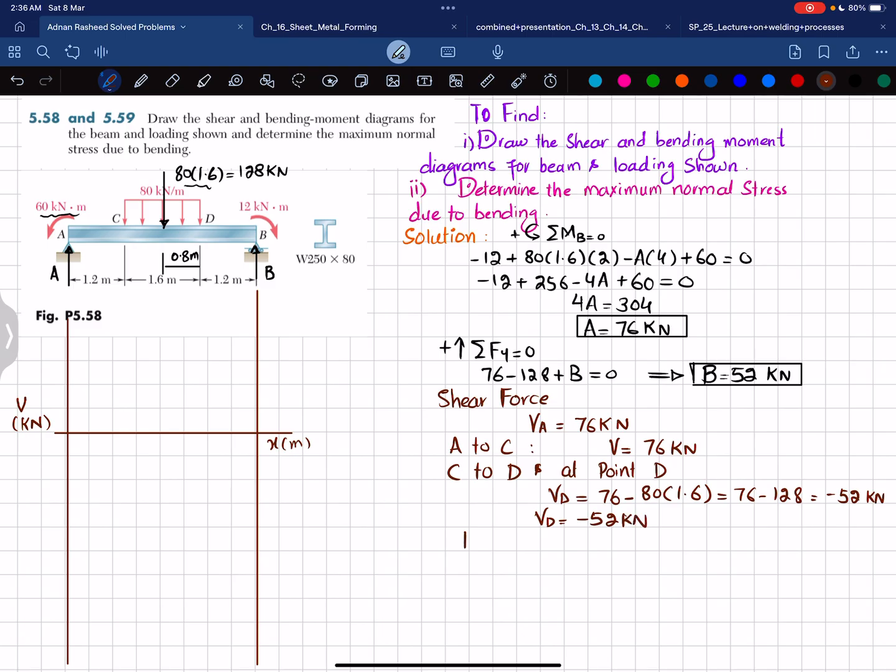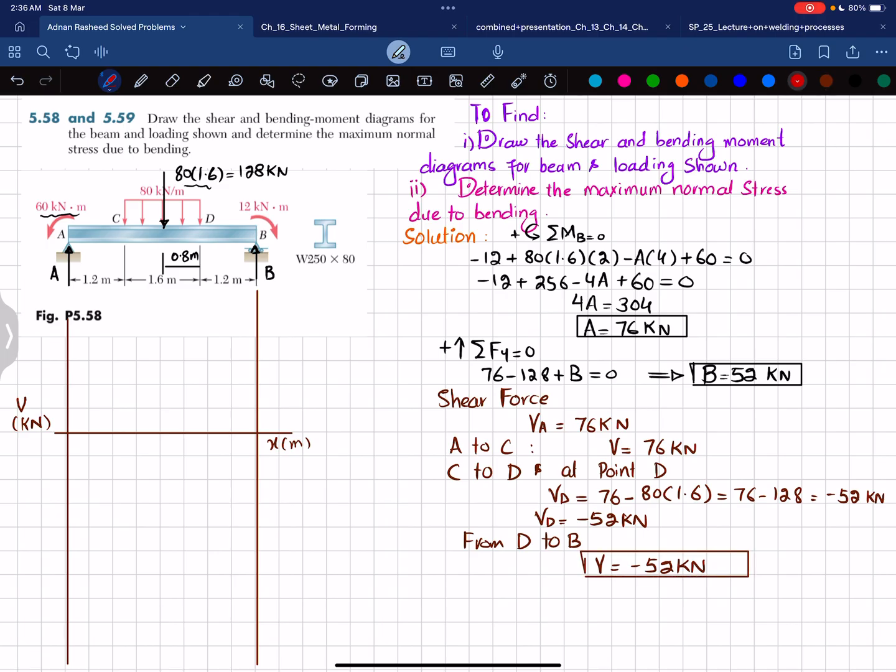Okay, from D to B, you can see from D to B there is no load, so the shear force from D to B will be equal to minus 52 kilonewton. Now you have all these values, so let's move and draw the shear force diagram.